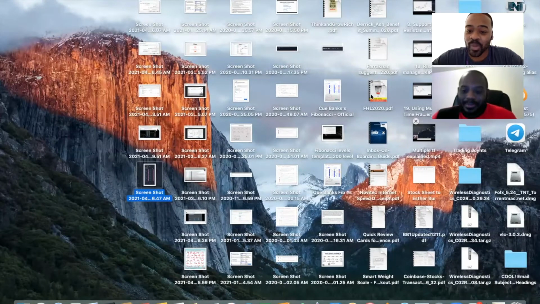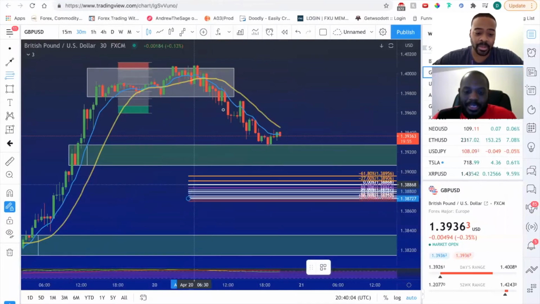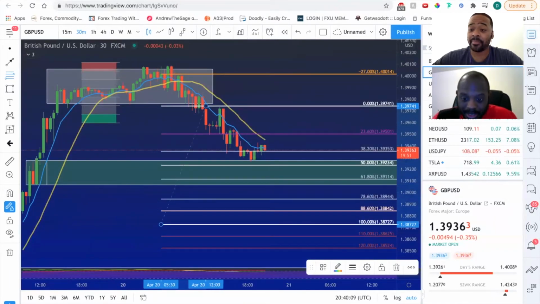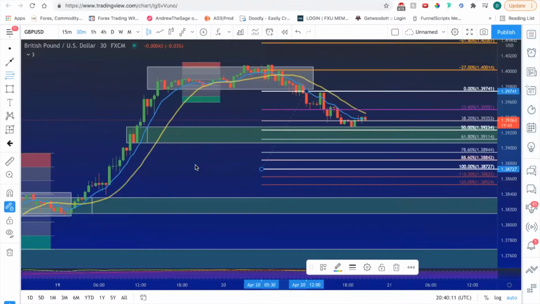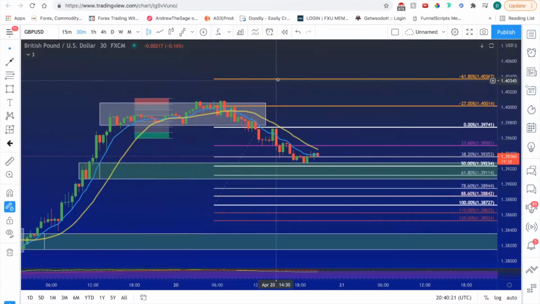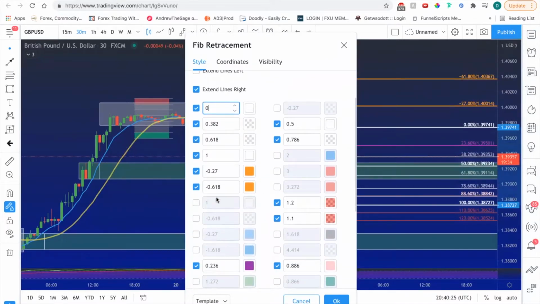So let's see. We're gonna hide these. Go back over here. So here is the fib that I have. I'll just show you what I got. This one is the one that I had from Q and Swaggy. The only thing you need to add on that one is you need to go inside the settings. Go inside your settings. You need to add the 70.5.